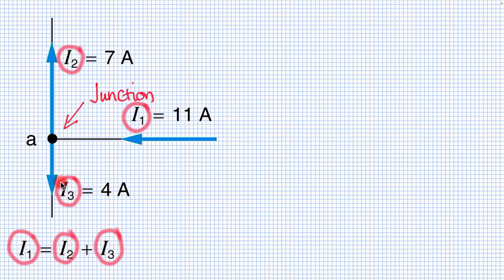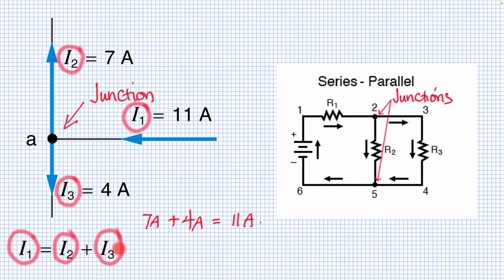Now current always likes to take the path of least resistance. So the smaller the resistor, the greater the amount of current that will pass through it. So if we apply Kirchhoff's current law in this particular case, we have I1 is equal to I2 plus I3, which works out to 11 amps. So the current going into the junction divides. Now the division depends on the magnitude of the resistor that the current is running towards.